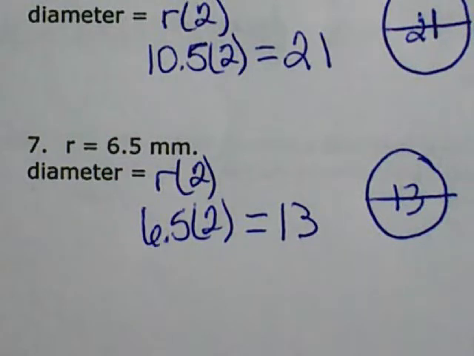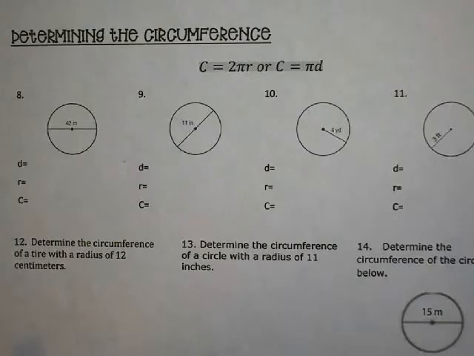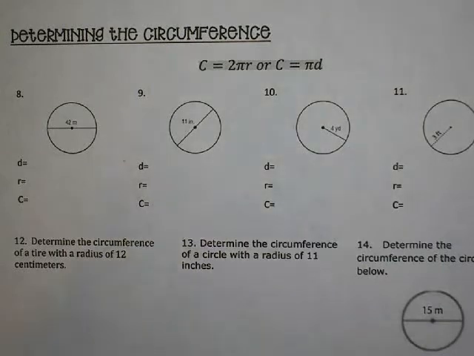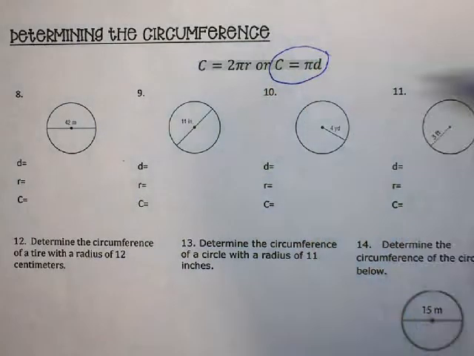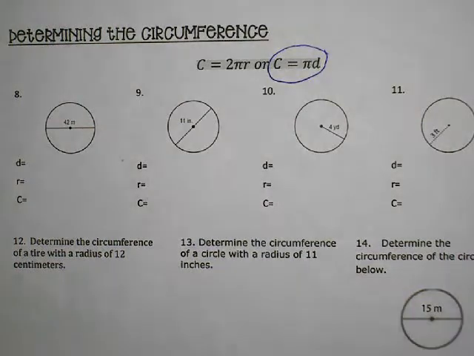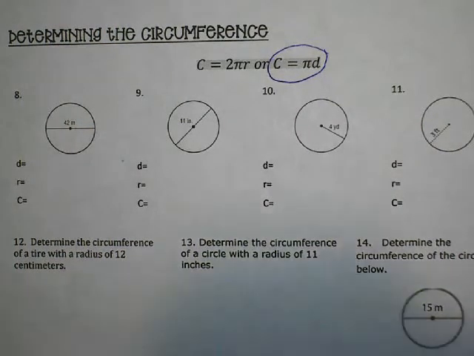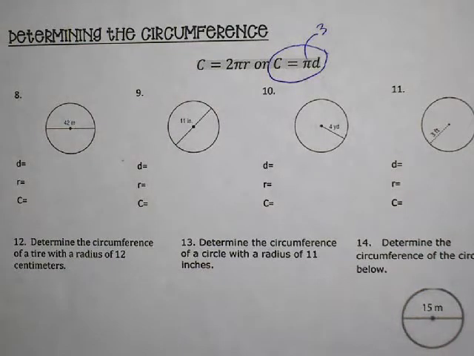Let's flip our paper over and take a look. Determining the circumference of a circle. They do give us two formulas to use, but we will be focusing on one formula. We are going to focus on using pi times diameter. And don't forget, we will usually use 3 for pi.